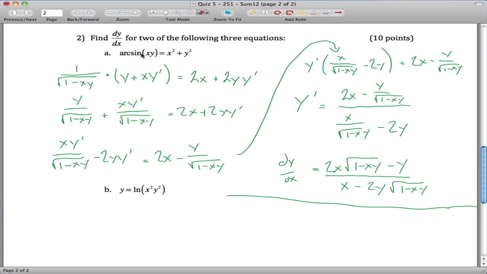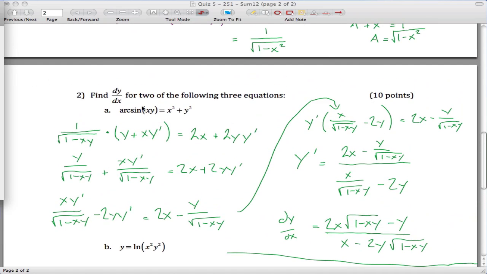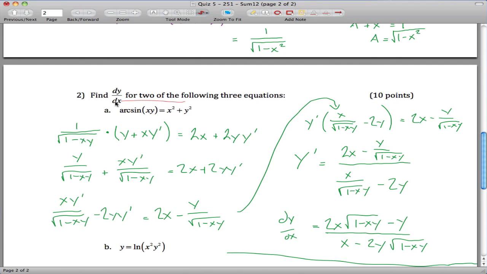Another option for doing this is you could start out by taking the sine of both sides of the equation. So maybe I'll write this somewhere. If we take the sine of both sides of the equation, we get xy equals sine of x squared plus y squared. That might be a little bit easier to deal with because the derivative of sine of x isn't quite as ugly as the derivative of arcsine of x. But you should get the same answer.